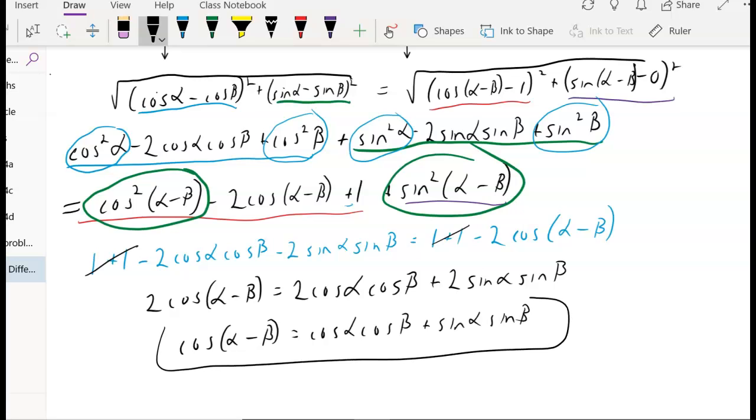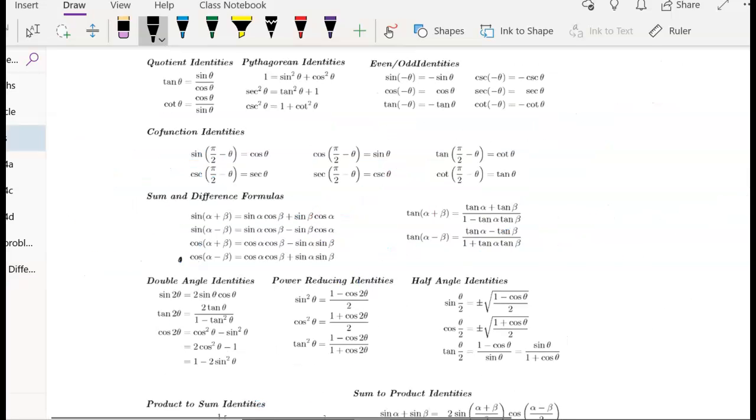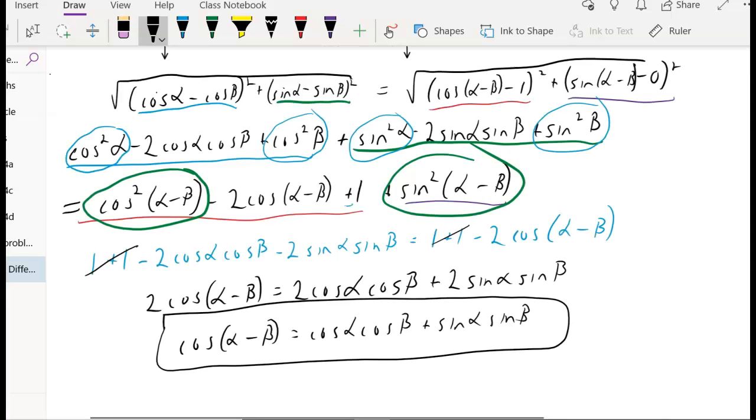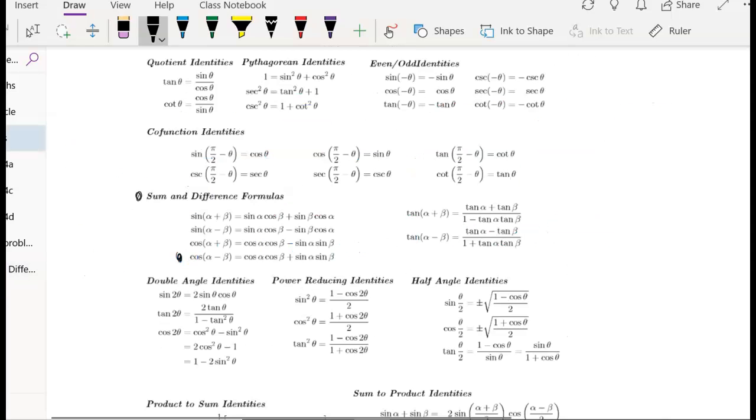Now even if we were in class and not doing this remotely, I would allow you to use the formula sheets. I don't make you memorize these, but let's look at the identity paper now. Here's the identity page, and here's the sum and difference formulas right here, and this is the one that we just found, the cosine of alpha minus beta. So look back at what we just found, and it should look like the same thing.